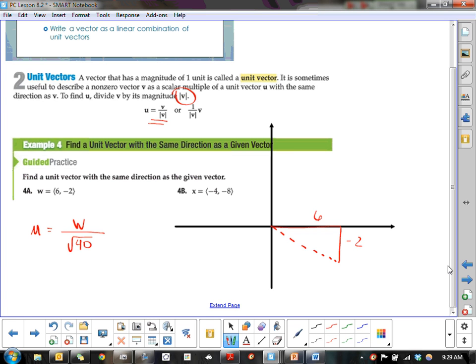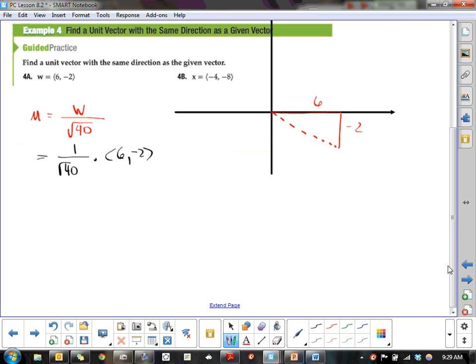Now what is w? w is a vector. What are its components? That's why I guess I prefer this 1 over the square root of 40 times the components of vector w, which were 6 and negative 2. A square root of 40 has to be dealt with because you can't leave a square root in the denominator, and there are some perfect squares in 40. What is the perfect square in 40? 4. So that's really the square root of 4 times 10, or 2 square root of 10, which is still trying to get this thing in simplest form. I got 1 over 2 times the square root of 10 times vector w.